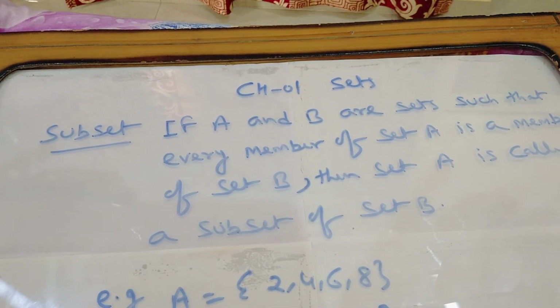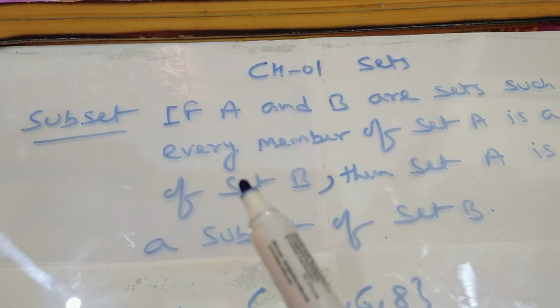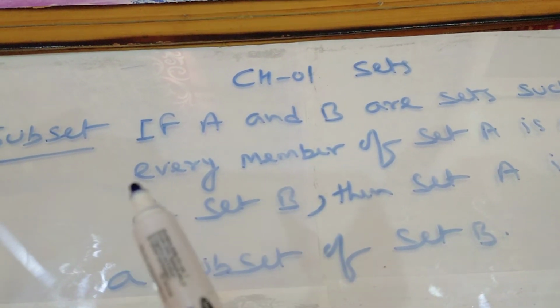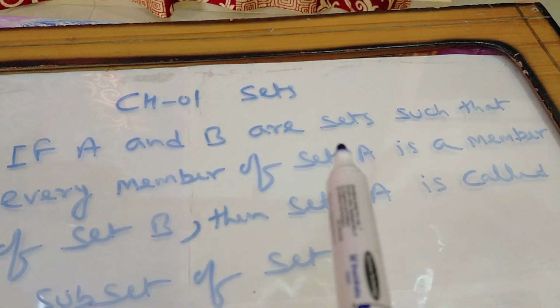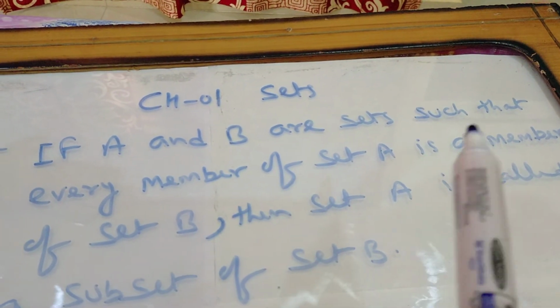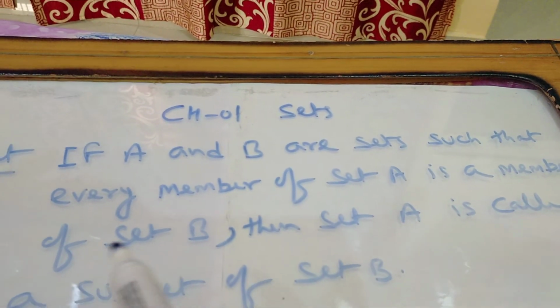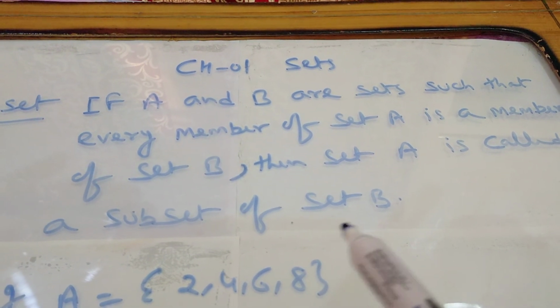Today we will discuss the next topic. It is called subset. So here we have two terms. It is subset. So what is the meaning of subset? According to the definition, if A and B are sets, such that every member of set A is a member of set B, then set A is called a subset of set B.